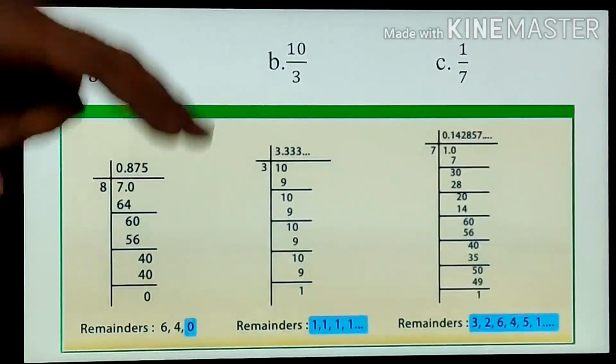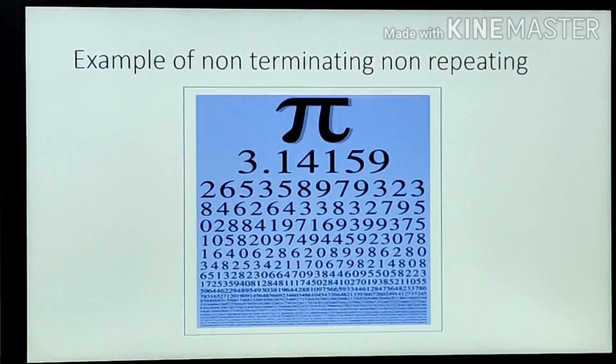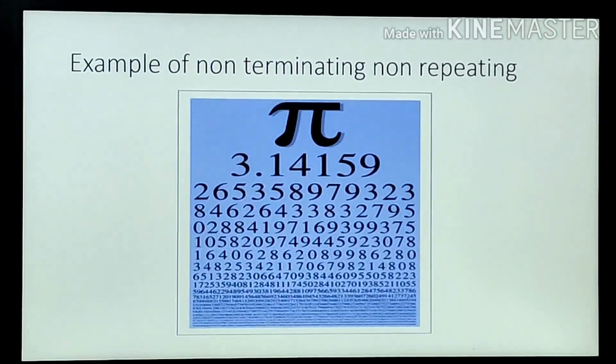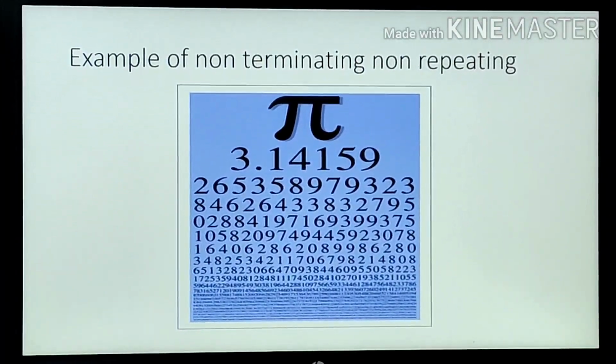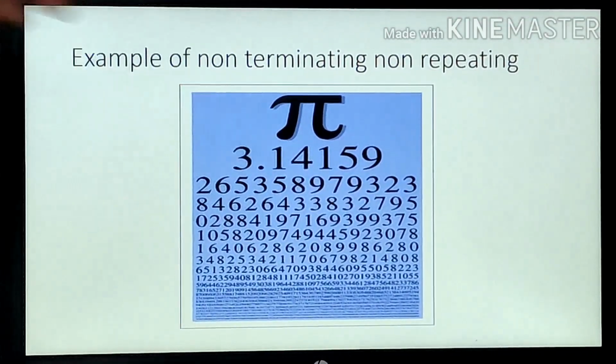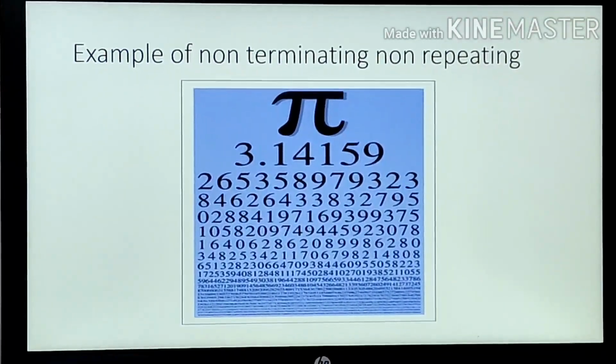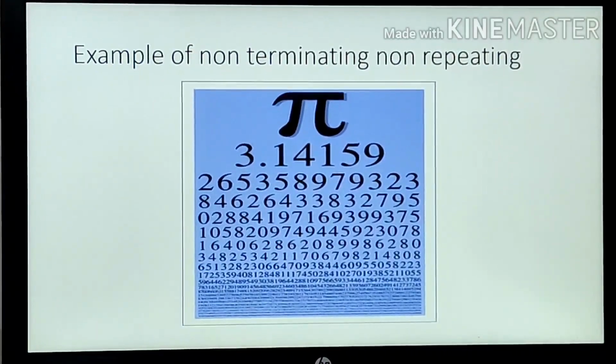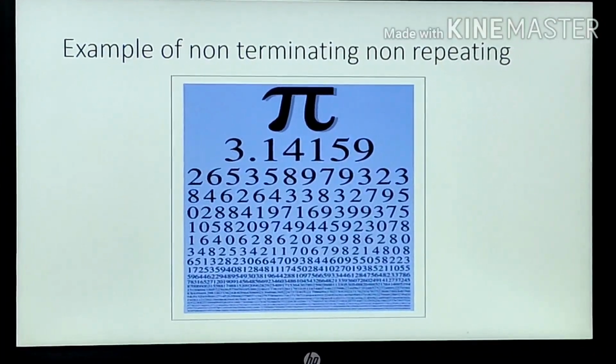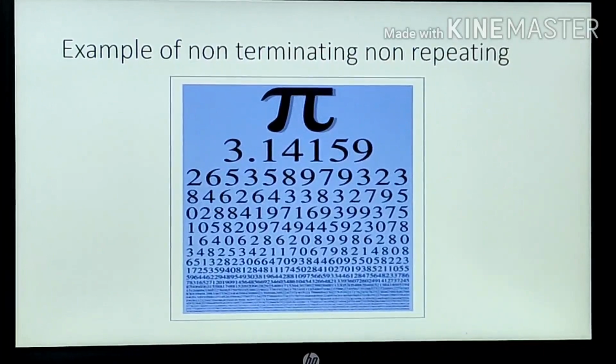This will keep on going. Next, an example of non-terminating and non-repeating. Students, you all know about pi. The value of pi is not 3.414 or 22 by 7. It is not the exact value.